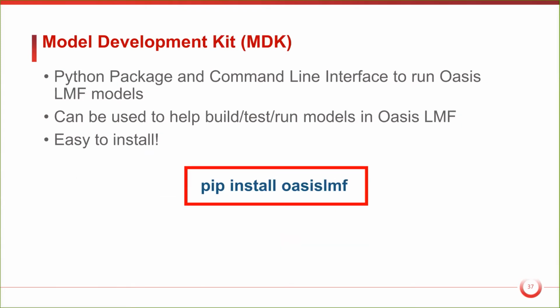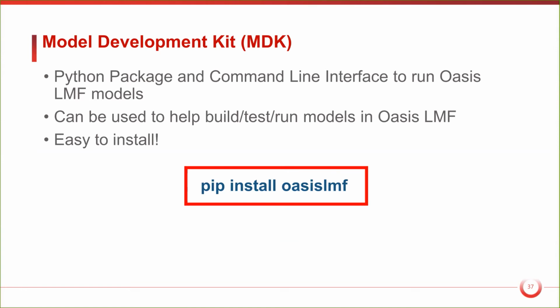So, getting on to the model development kit. That was all the preamble on what an Oasis model is, for those that are new to Oasis. The model development kit itself is a Python package and command line interface to run Oasis LMF models locally. It helps you to build, test and run the models as they're being developed, or once they're developed, if you just want to run stuff and you've got all the stuff locally, you can do that.